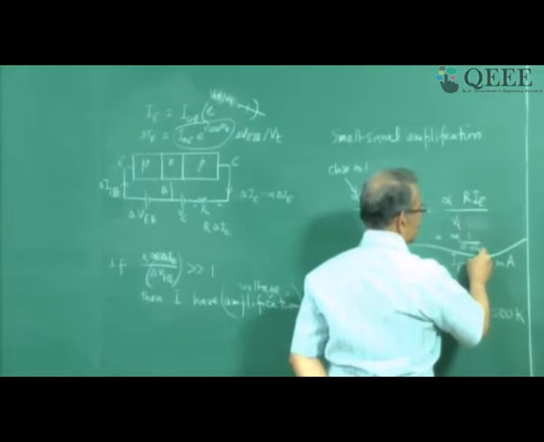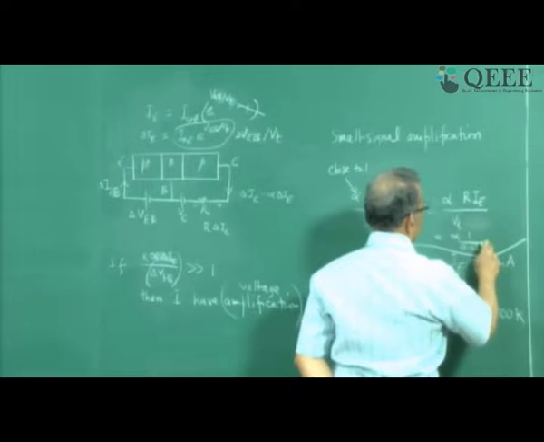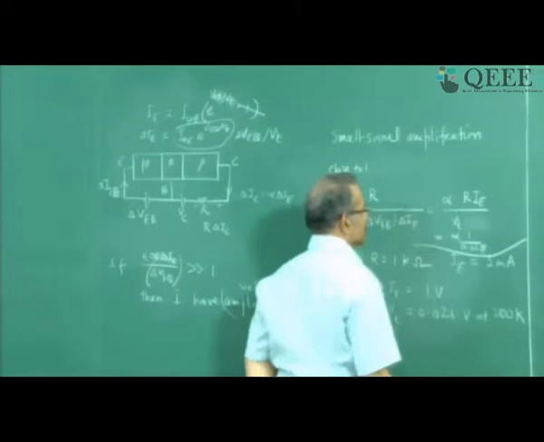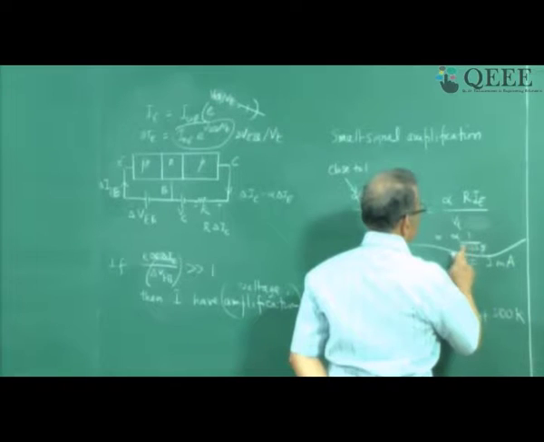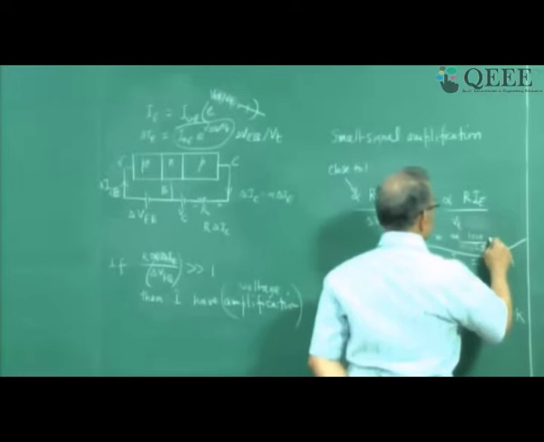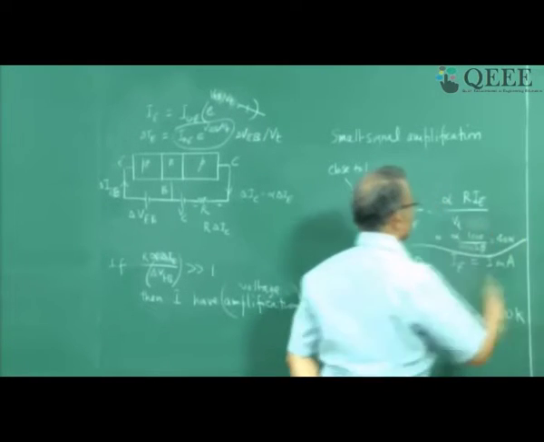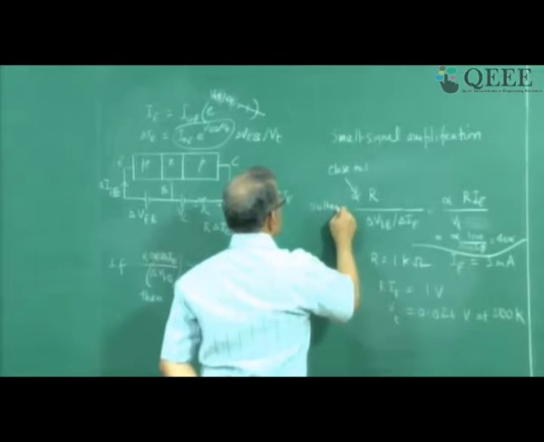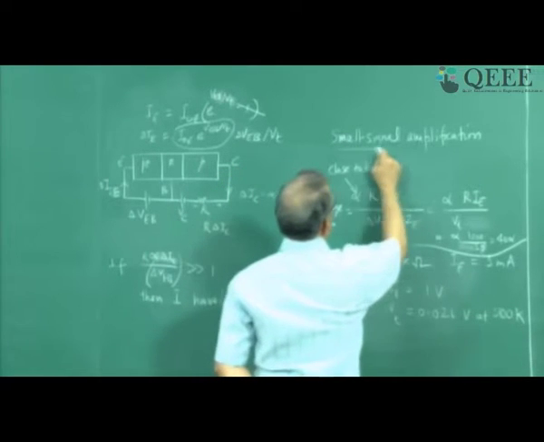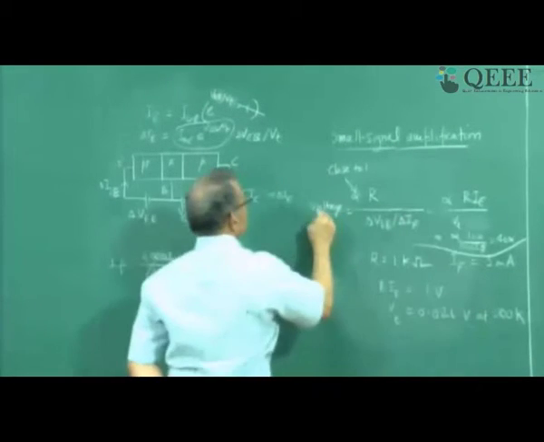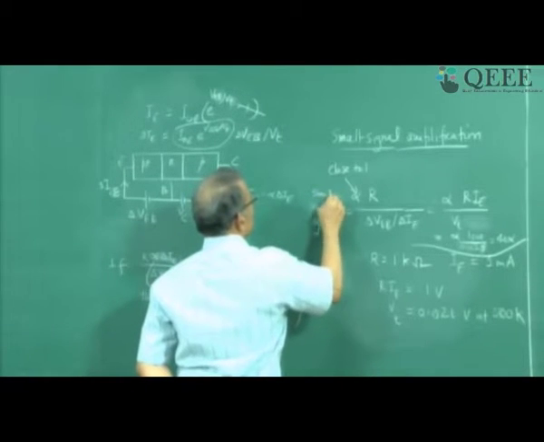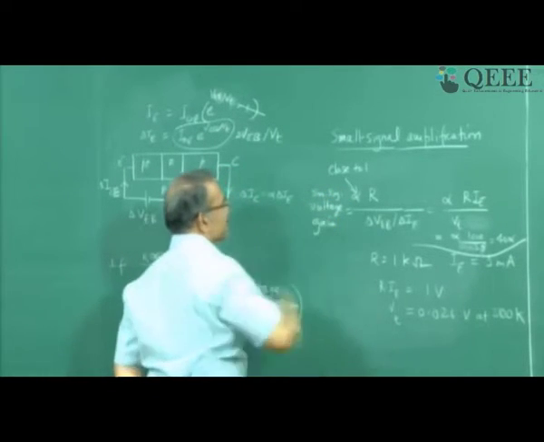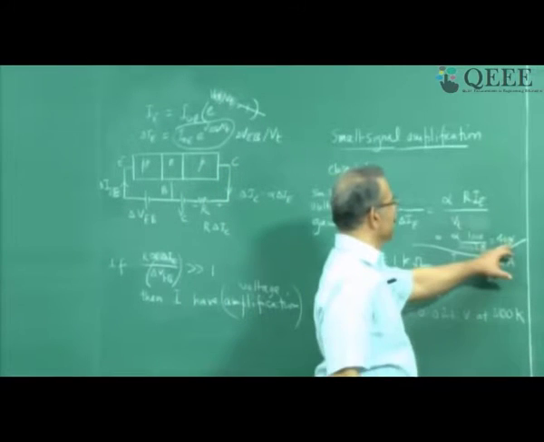How much is this? I can roughly take this to be 0.025 for making a simple calculation. This will be 1000 by 25, which is equal to 40 times alpha. So this is my voltage gain. And we are talking about small signal amplification. So this is small signal voltage gain. Small signal voltage gain is 40 times alpha.